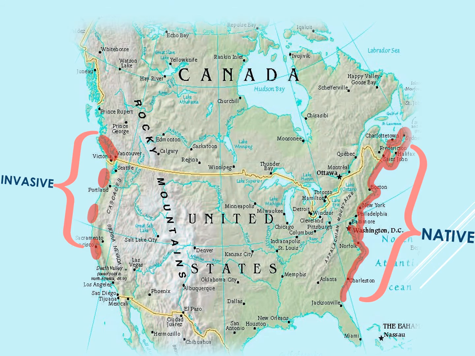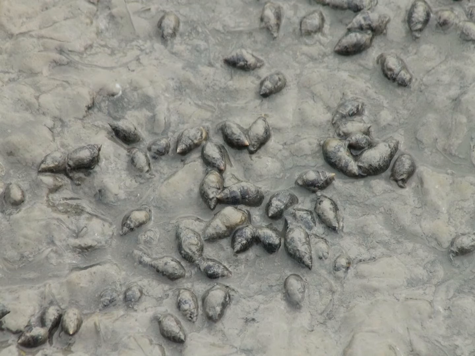The Eastern Mud Snail is a small marine snail with a dark brown or black shell native to the east coast of North America, but is also an invasive species found on the west coast. It feeds on diatoms and algal detritus that it scrapes from the sediment surface.